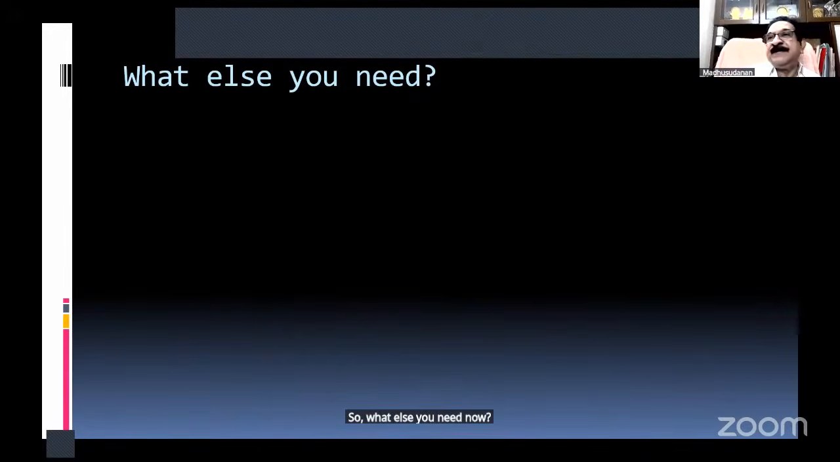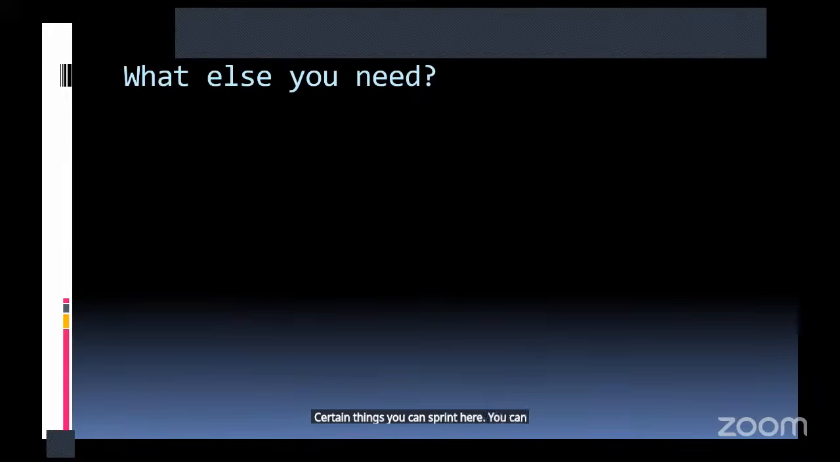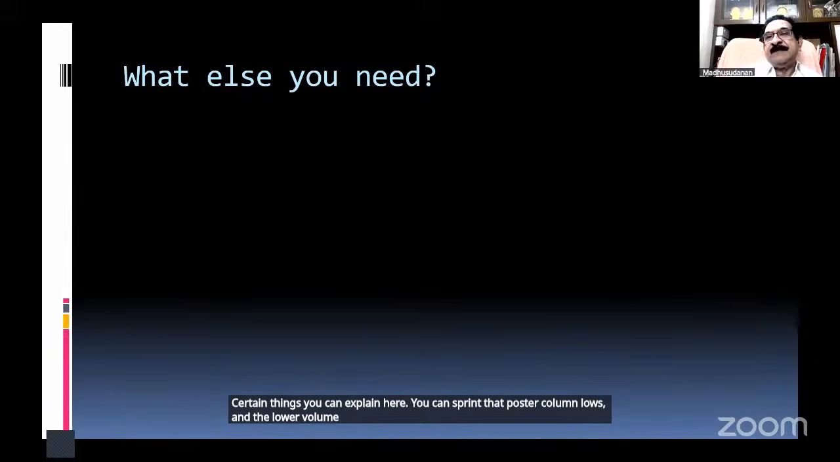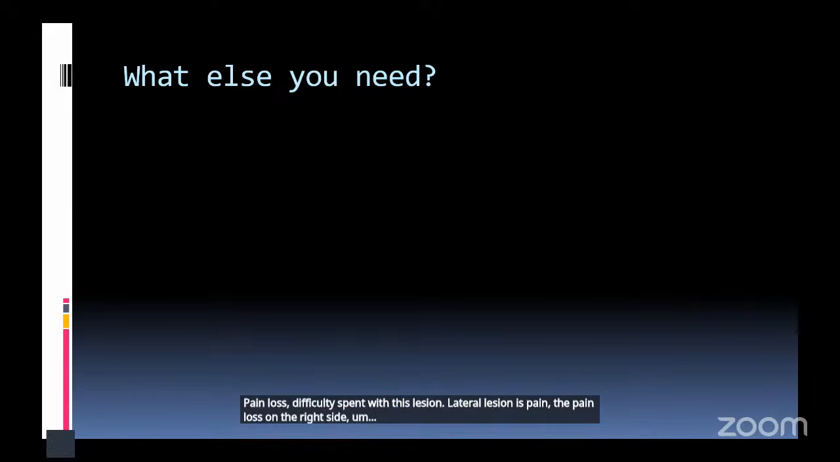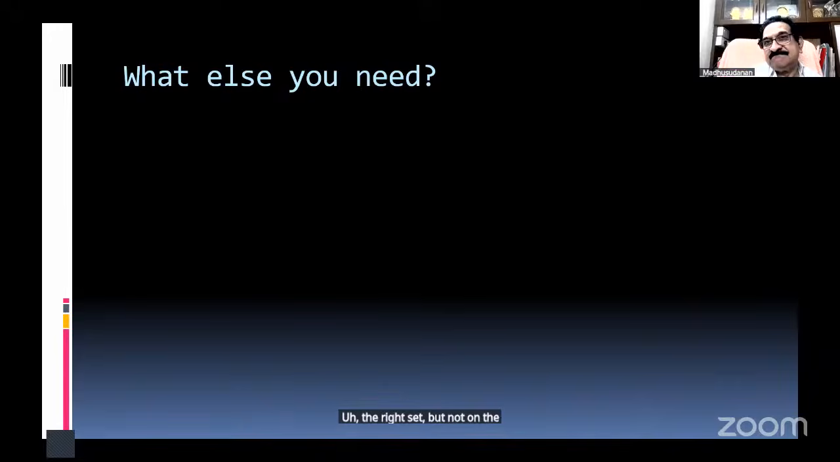Certain things you can explain here. You can explain the posterior column loss in the lower limb. Pain loss is difficult to explain with this lesion. The lateral medulla lesion can explain the pain loss on the right side, but not on the left side.